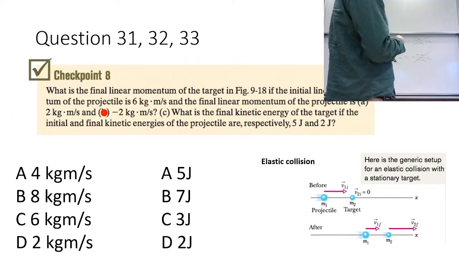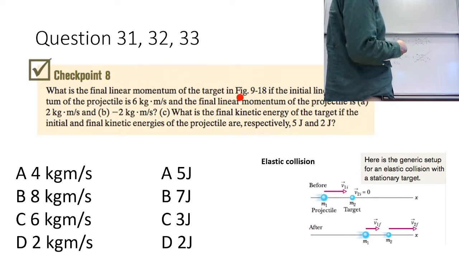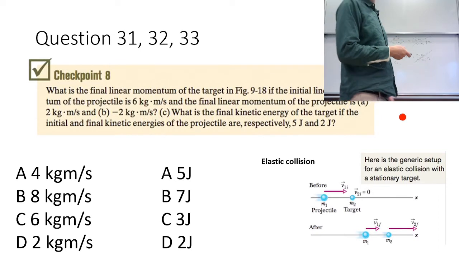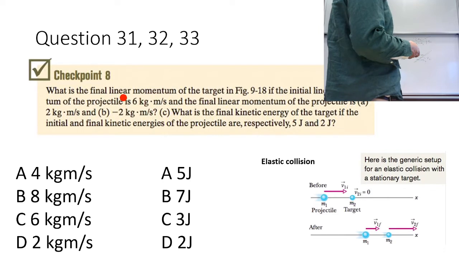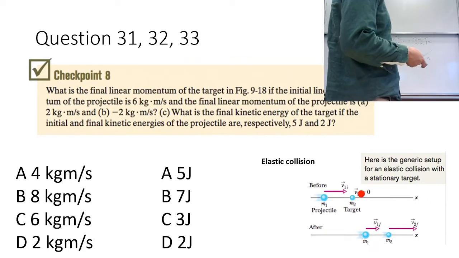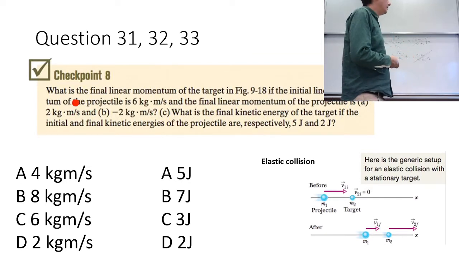2. Okay. All right. So if the initial is 6, and I assume that they mean momentum of the projectile, meaning the thing that was moving originally, so basically V1F, initial momentum is 6, and then the final momentum is 2. So yeah, final momentum of the target. So basically, what is the final momentum of V2 here? All right, so in the case of A, what is it?